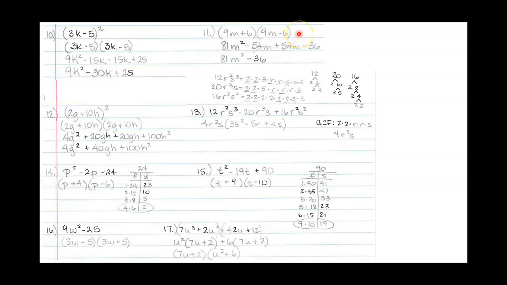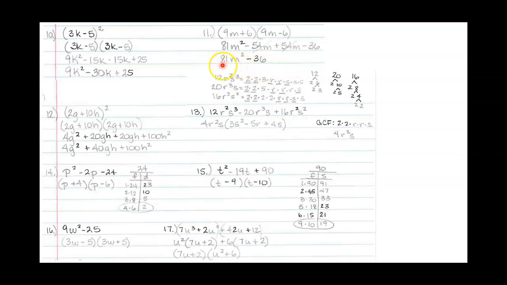All right, number 11 is a difference of squares. We see that when we FOIL it together. So when we have the exact same terms, but one sign plus and one sign minus, we end up with a difference of squares. So if we FOIL, 9 times 9 is 81, m times m is m squared, and then 9 times negative 6 is negative 54 times m. 6 times 9 is positive 54 times m, and then positive 6 times negative 6 is negative 36. So the positive 54m and the negative 54m are going to drop each other out, and that leaves me with just 81m squared minus 36.